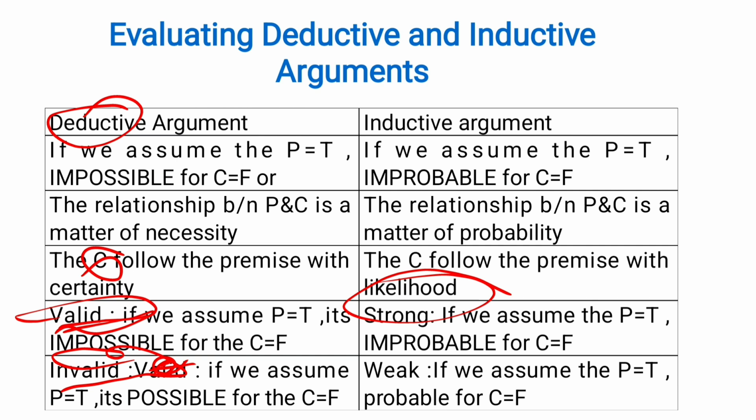And in the case of an inductive argument, an argument is strong if, assuming that the premise is true, it is improbable for the conclusion to be false, or the conclusion has a high probability to be true. Whereas if an inductive argument is weak, then if we assume that the premise is true, it is probable for the conclusion to be false.